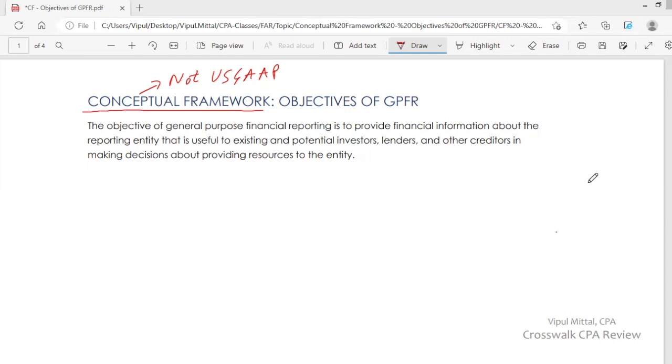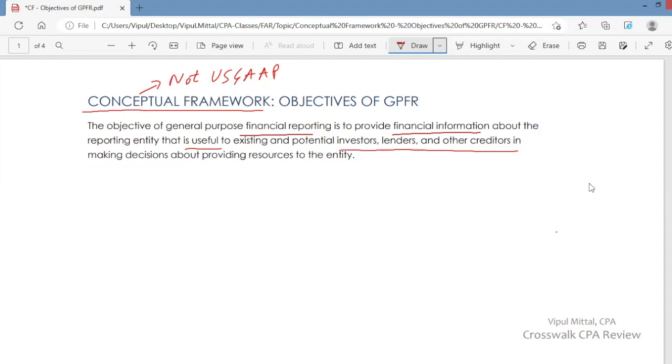So the objective of general purpose financial reporting is to provide financial information about the reporting entity that is useful. So what kind of financial information should be provided? Provide financial information that is useful. Useful to whom? To existing and potential investors, lenders, and other creditors. Useful for what? Useful for making decisions about providing resources to the entity.